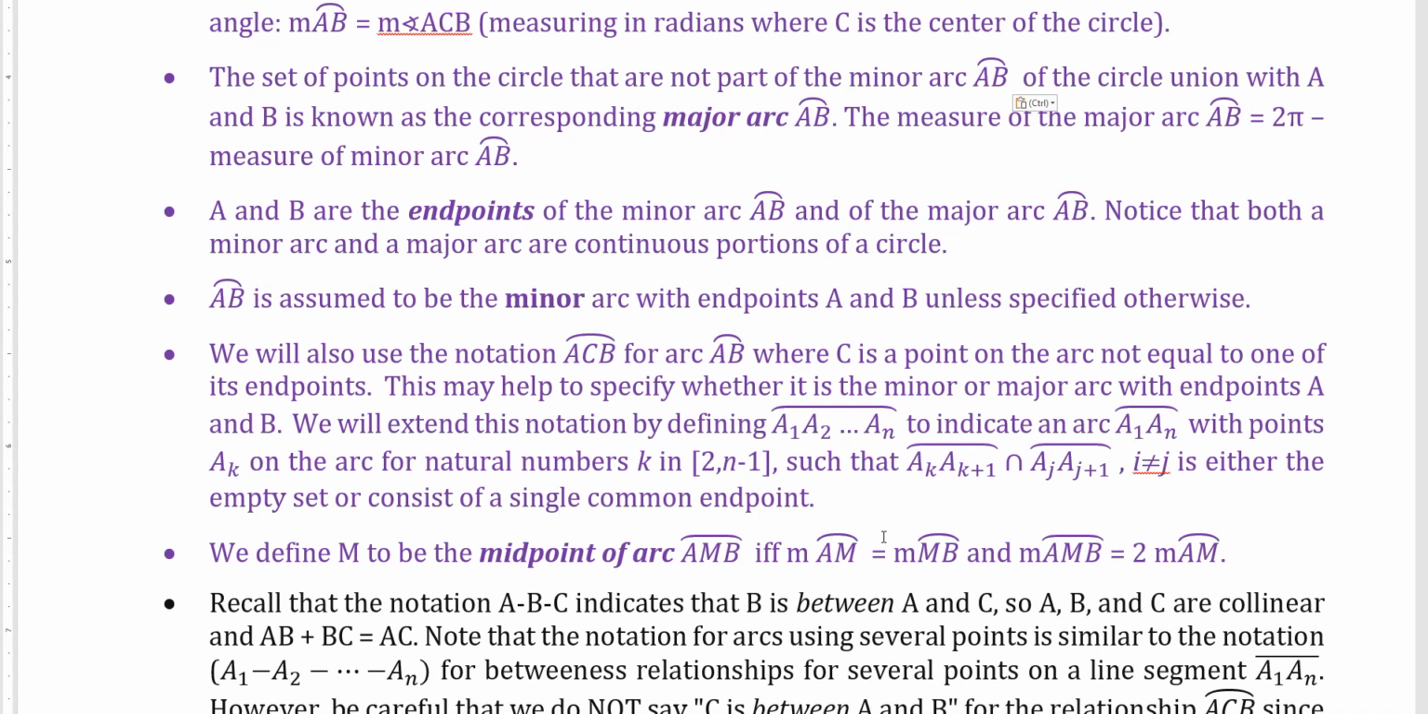We can define M to be the midpoint of arc AMB if and only if the measure of arc AM equals the measure of arc MB, and of course the measure of arc AMB is then twice the measure of arc AM.